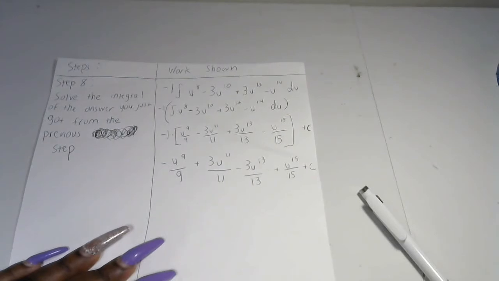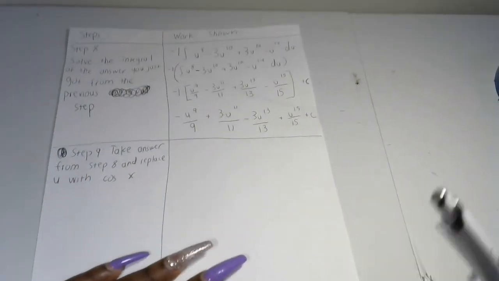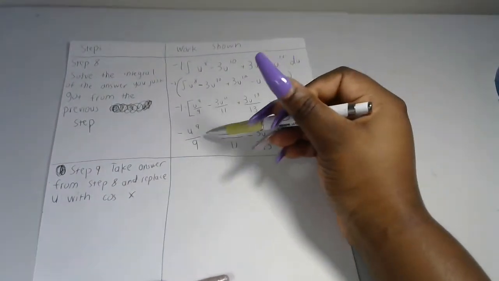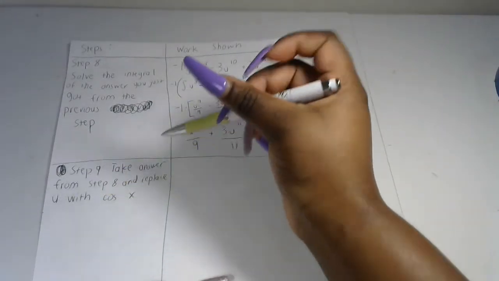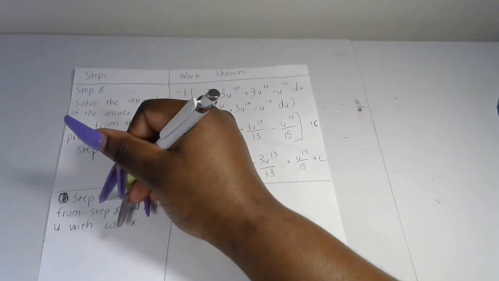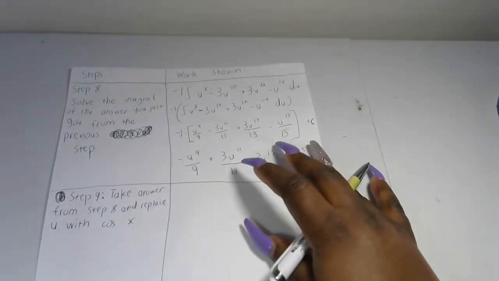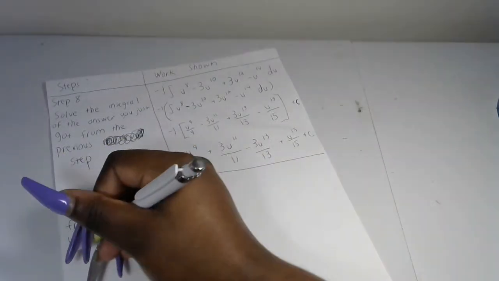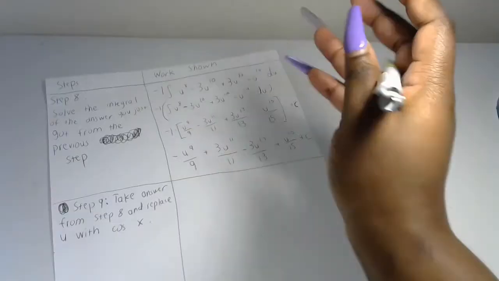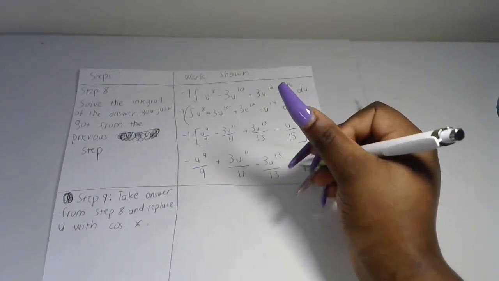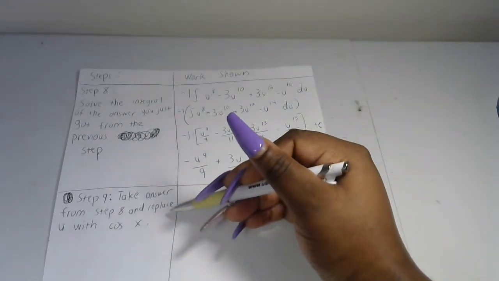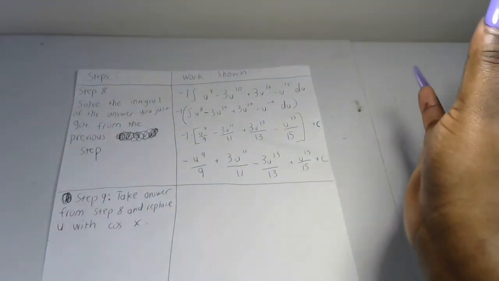All right, so for step 9, we're going to take the answer from step 8, which is this answer, and replace u with cosine x. So everywhere we see u, we're going to see cosine x, and then that's the answer. Let me write that at the end. Anyway, let's keep going. We're going to take the answer from step 8 and replace u with cosine x. Then we'll be done with the problem, essentially.